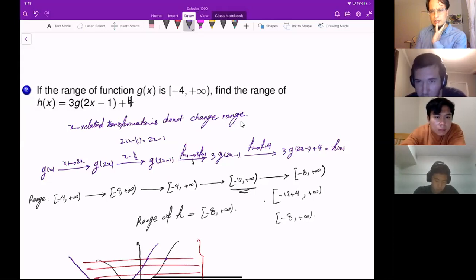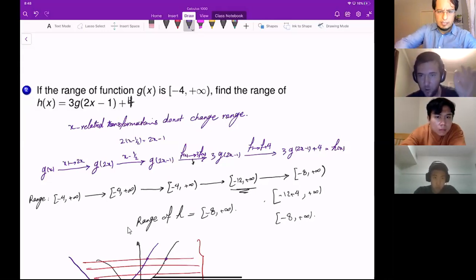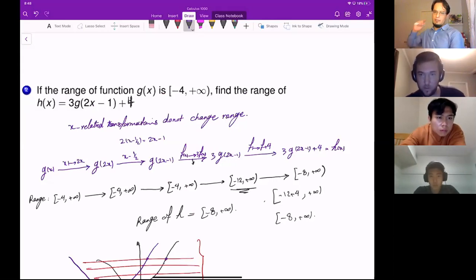Maybe you should read the chat. Okay, reading: wait, if g of x's range is given, how can you find h of x like that? What was the connection between their two equations? H of x is given. Yes, h of x is given that way.